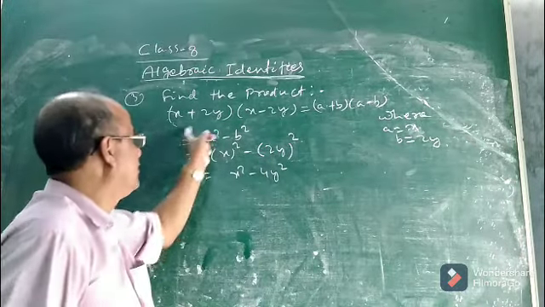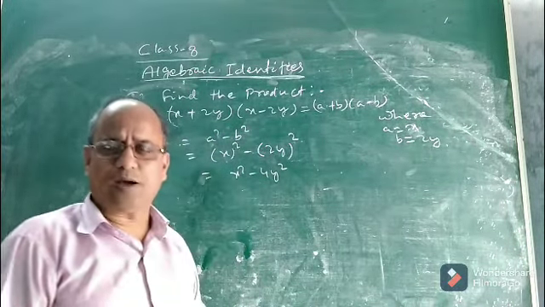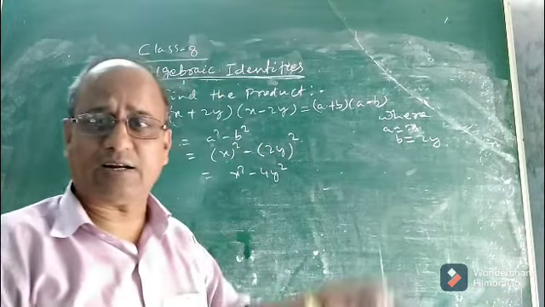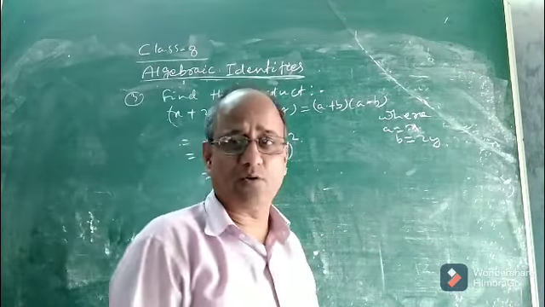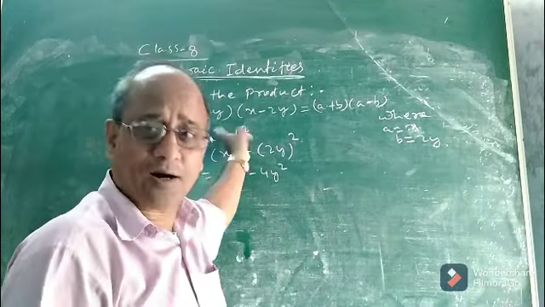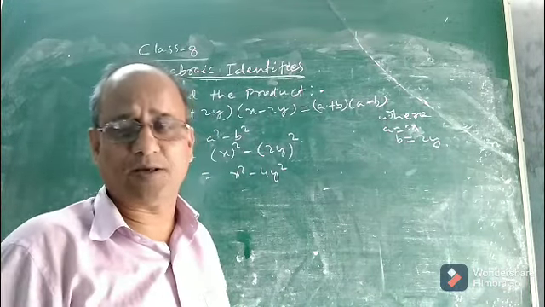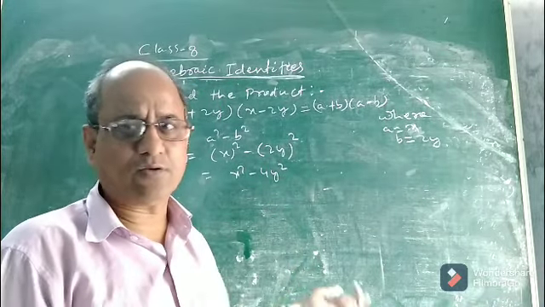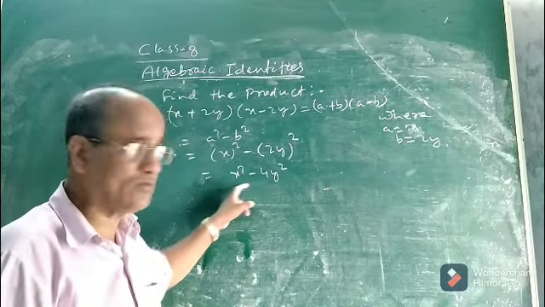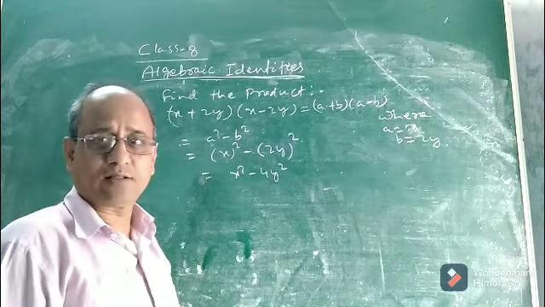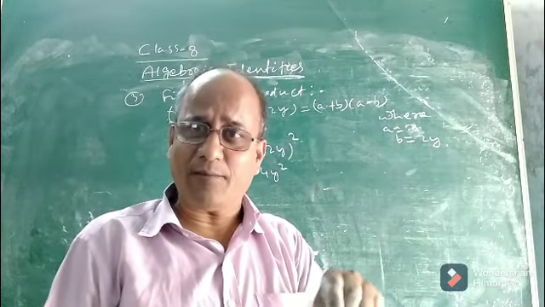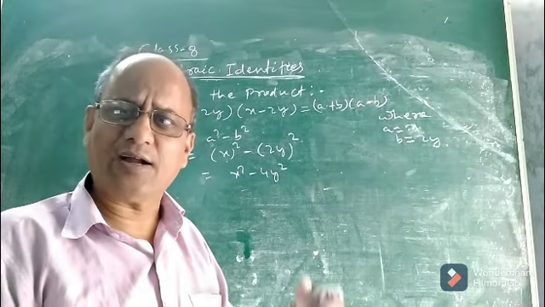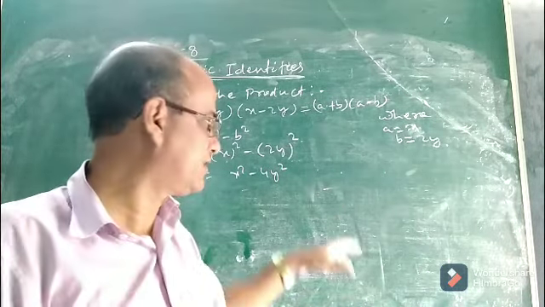See children. To find the product of these two, I did not multiply them directly. Rather I used the identity, the third algebraic identity, a plus b into a minus b. First I brought these two binomials in the form of a plus b and a minus b. Then I put the formula a square minus b square, then I put the values and I got the answer. This is the product of these two binomials, which we found not directly by multiplying them, but by using identity. In this way, the algebraic identity finds a wide application, particularly in this type of problem.